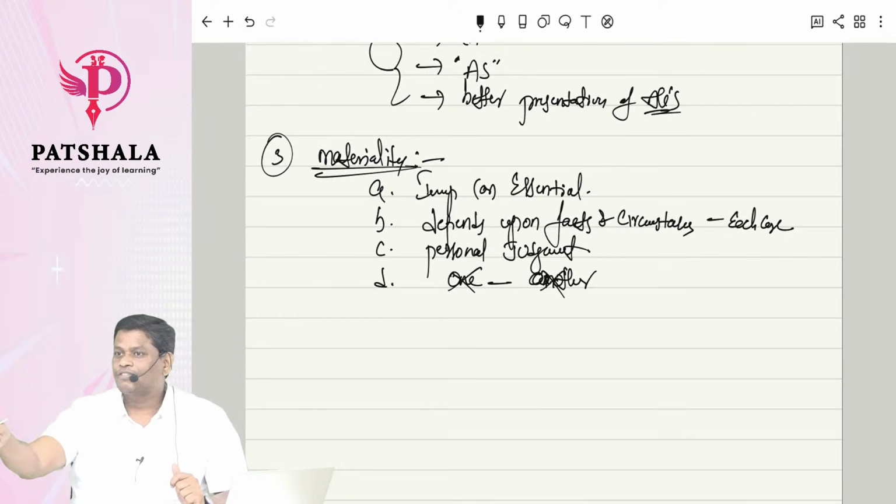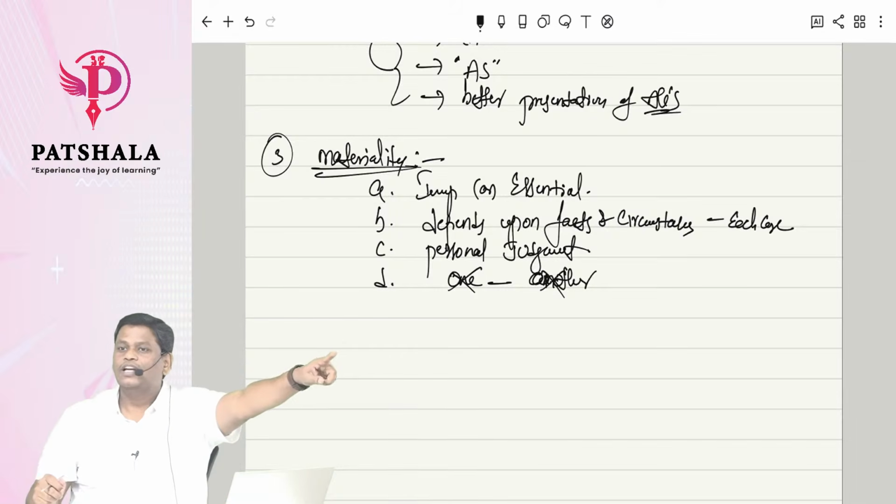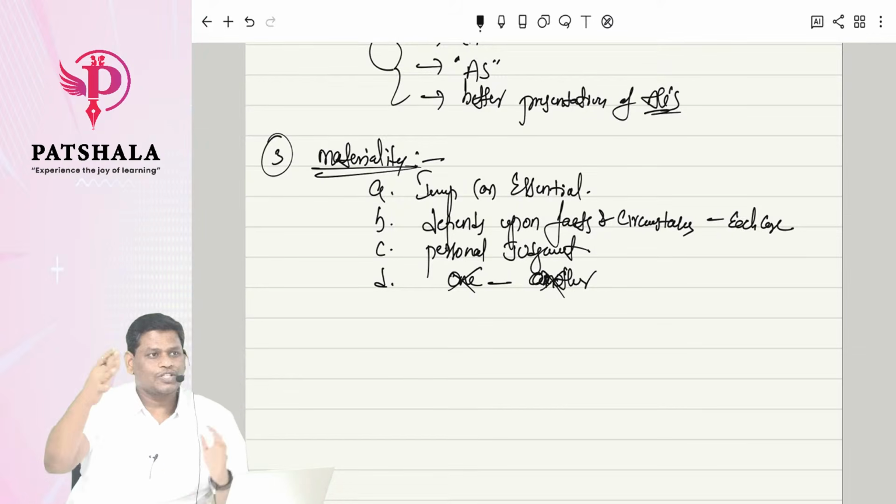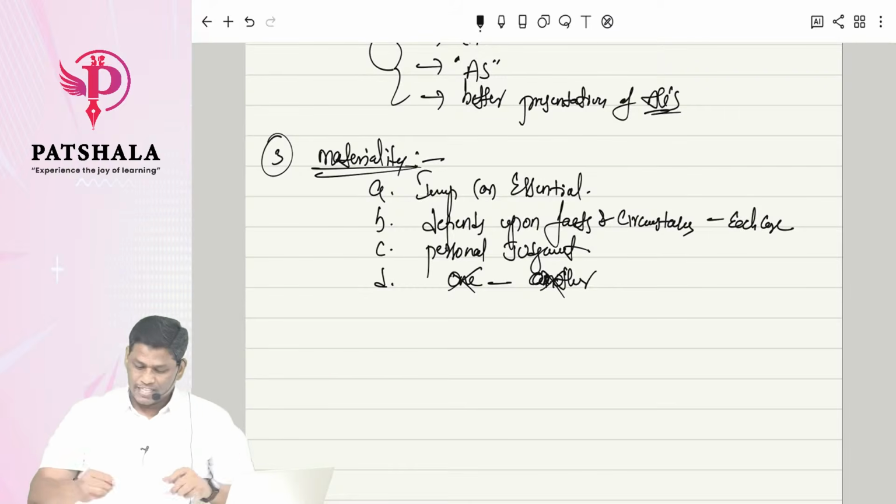బెగ్గర్ ఐ పక్కా గివ్. He doesn't want to give to the beggar. If he gives also, he'll give 2 rupees. You will give 5 rupees. You will give 10 rupees. Materiality. That is personal judgment. Depends upon facts and circumstances of each case.